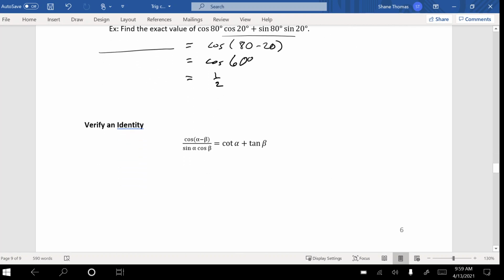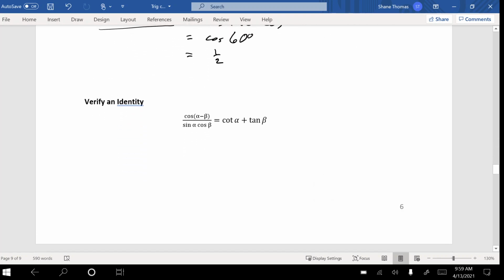All right, now let's do a little one verify here. So I have the cosine of alpha minus beta over the sine of alpha cosine of beta, and I want to show that that's equal to cotangent alpha plus the tangent of beta.